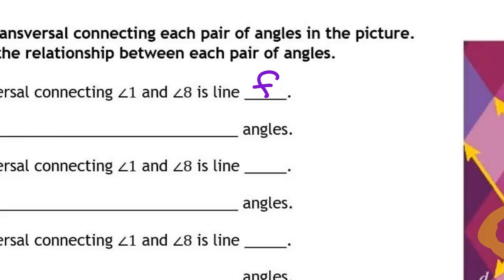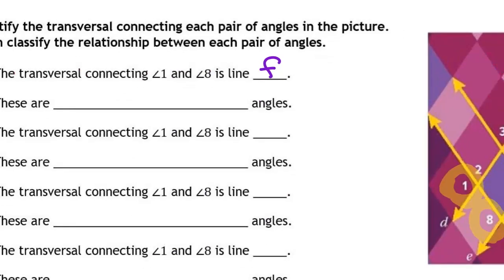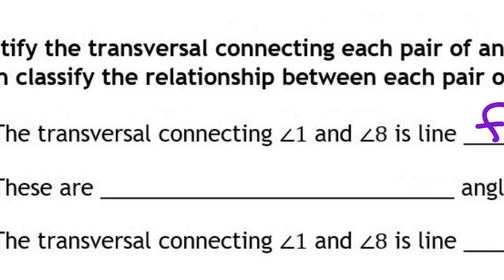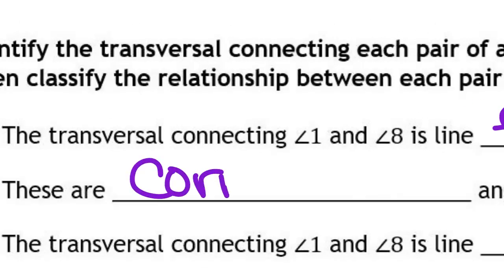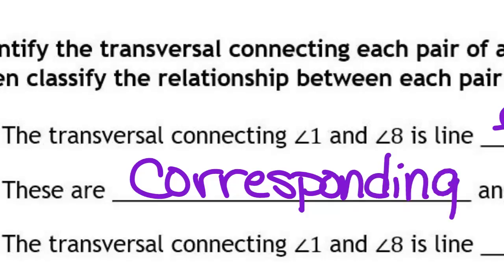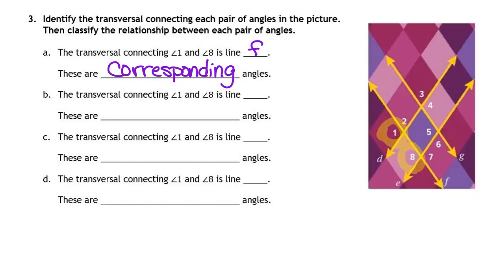If the transversal is F, then we have 2 points of intersection here. Are angle 1 and angle 8 between these two lines, so they're interior, outside these two lines, so they're exterior, or one of each? One of each. Are they in matching corners? What do we call matching corner angles? Corresponding. 1 and 8 are corresponding angles.